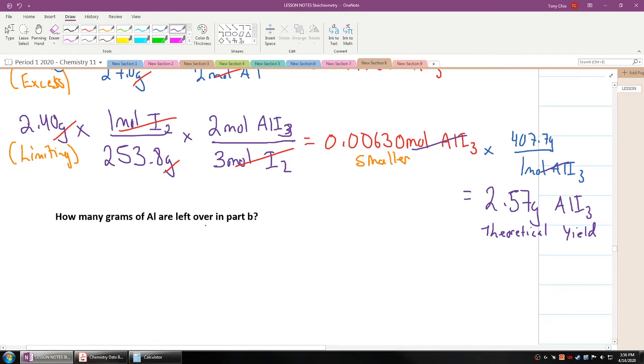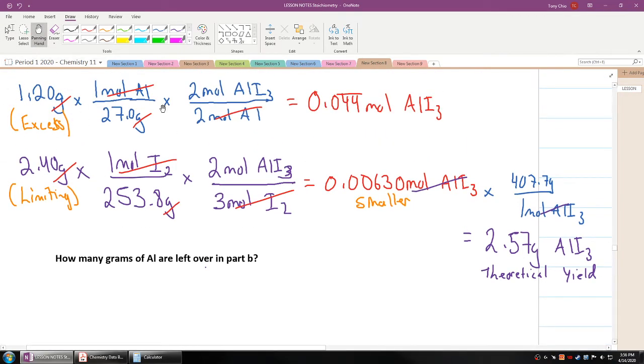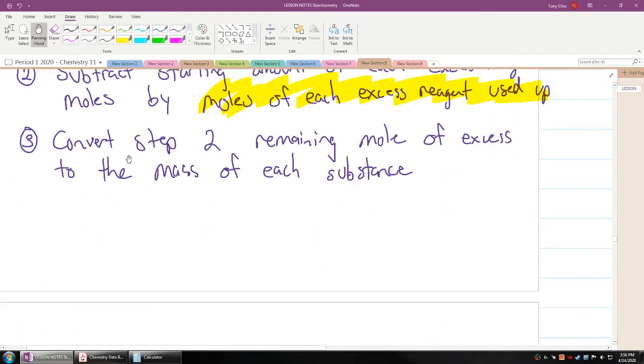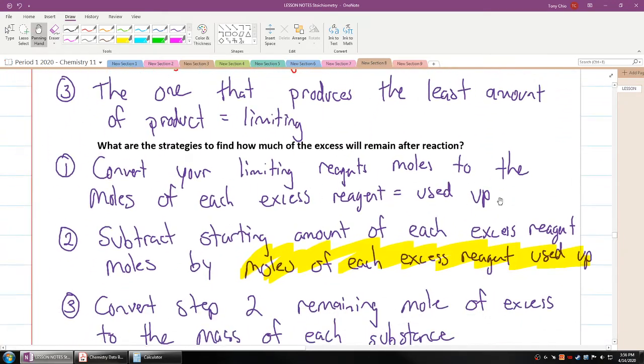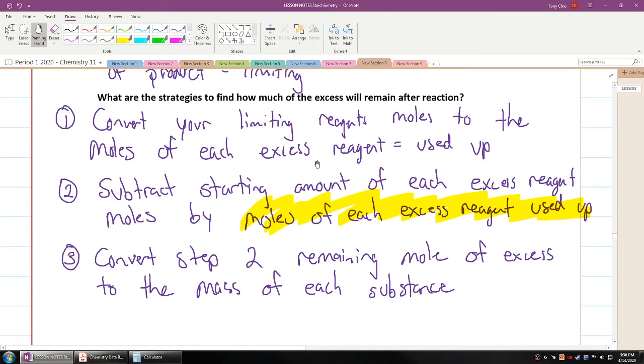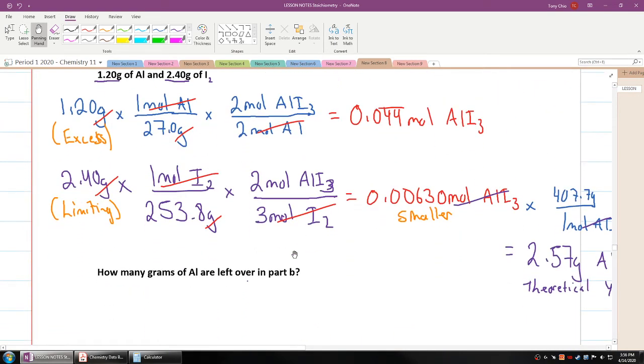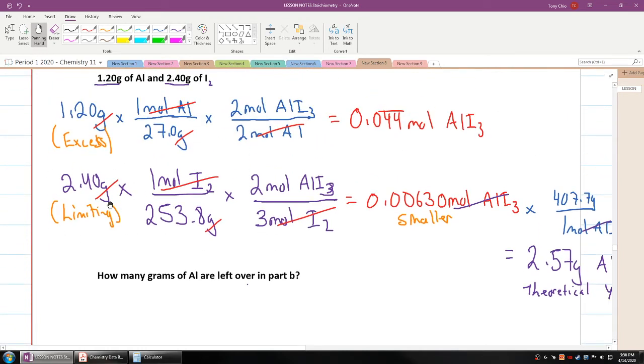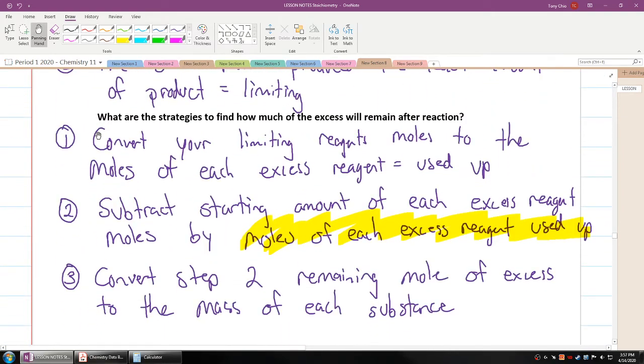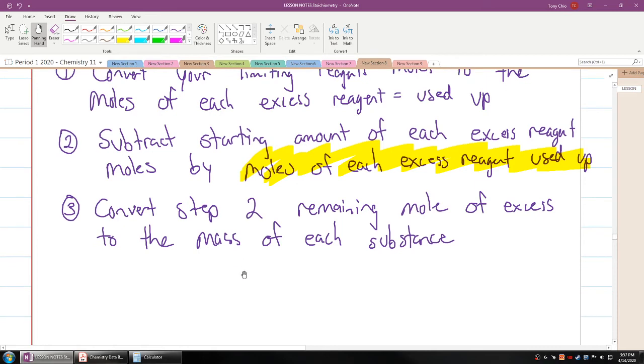What we want to do is take our limiting reagent, which in this case is iodine, and convert it. In this case, we actually convert directly, even though our notes do say you want to convert your limiting reagent moles to the moles of each excess reagent used up, then subtract the moles. Another shortcut you can do is convert this limiting reagent's mass to the mass of aluminum used up. Because if you take 2.4 grams of iodine and convert that all the way to aluminum, you're actually going to find how much aluminum is used up. So you're taking all these steps that you have here and combining them into one single step.